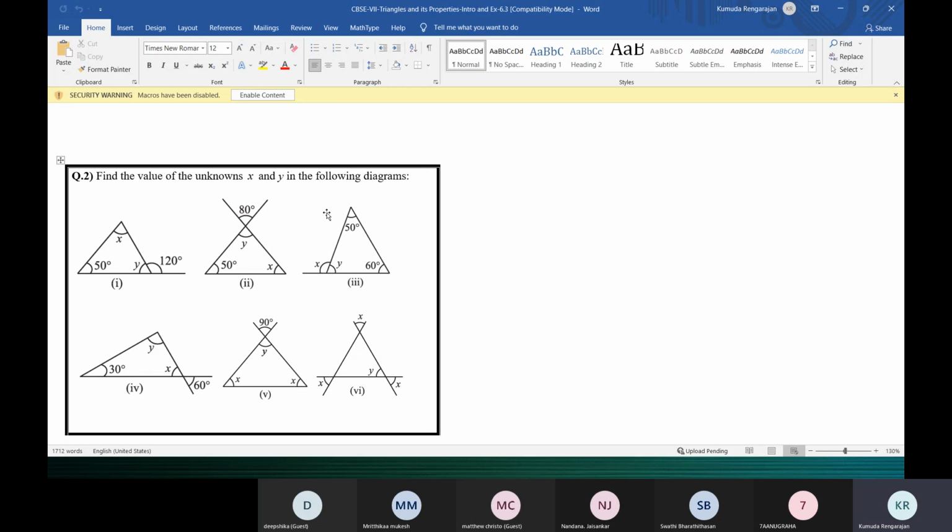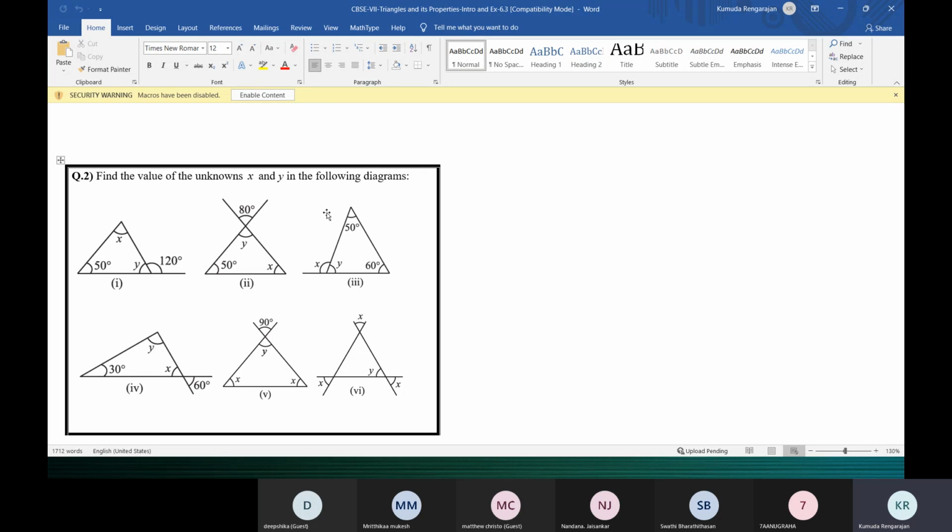Now to find x, we have to use the angle sum property. x plus y plus 50, the sum of the three angles, is equal to 180. y we got 80 degrees, vertically opposite angle. So x plus 80 plus 50 is equal to 180. When you solve this, you get x is equal to 50 degrees.